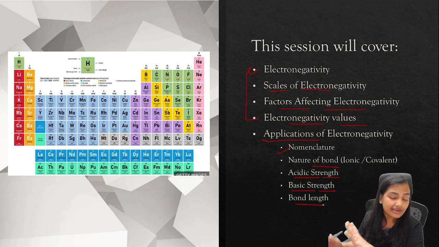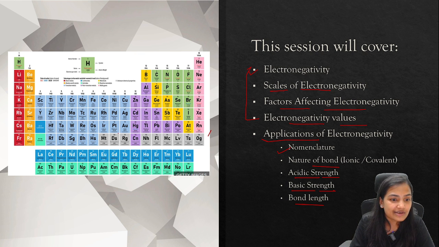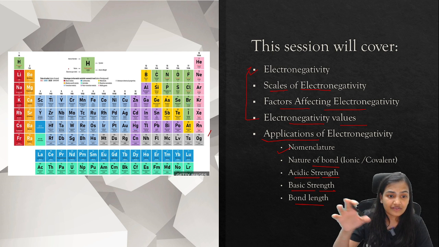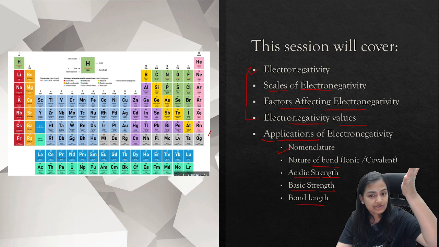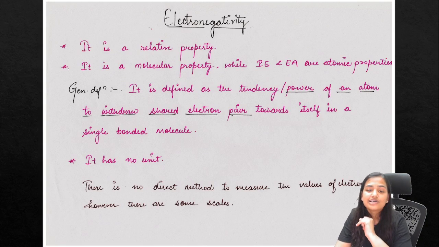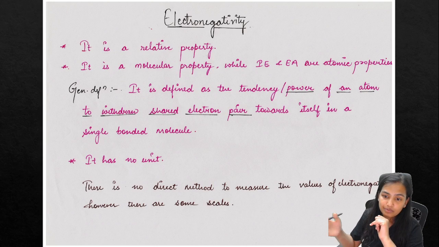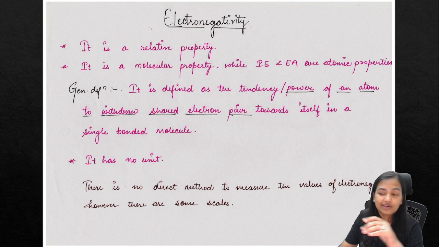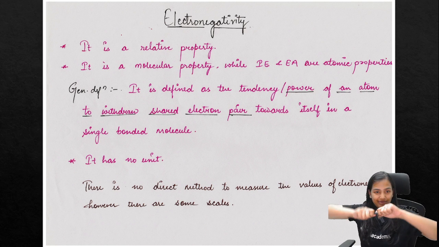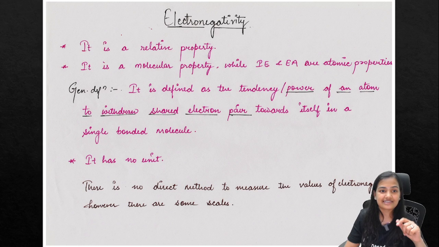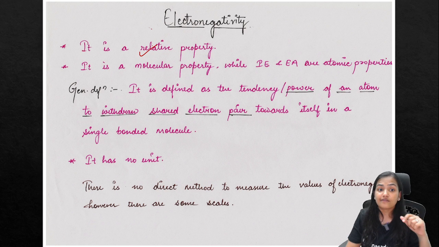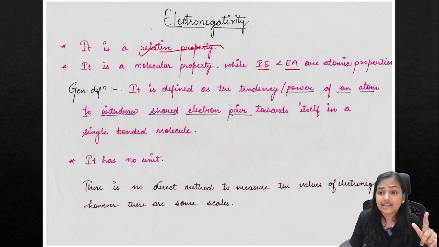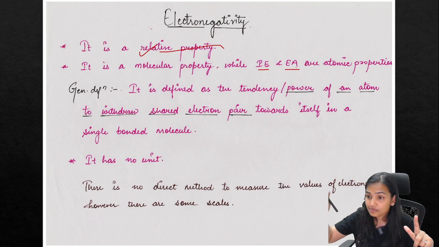Guys, this is a periodic table, and we need to learn the periodic trend of electronegativity in the whole table, what happens from left to right and what happens from top to bottom. So let's move ahead so that we can focus on each and every point. First of all, as I told you, it's a relative property, in relation to this and this. It's a molecular property. There must be a bond formation, while ionization energy and electron affinity are all atomic properties.